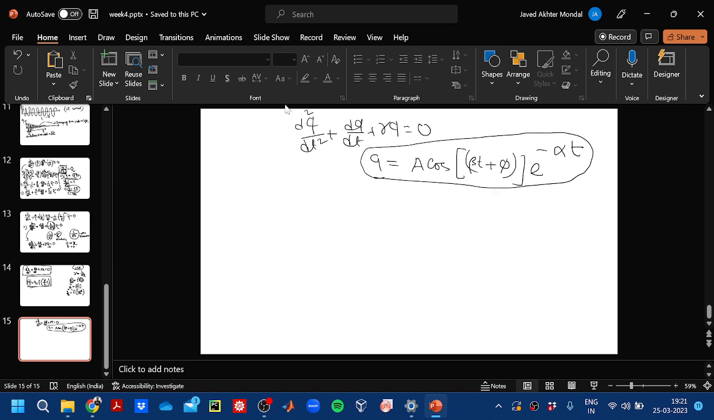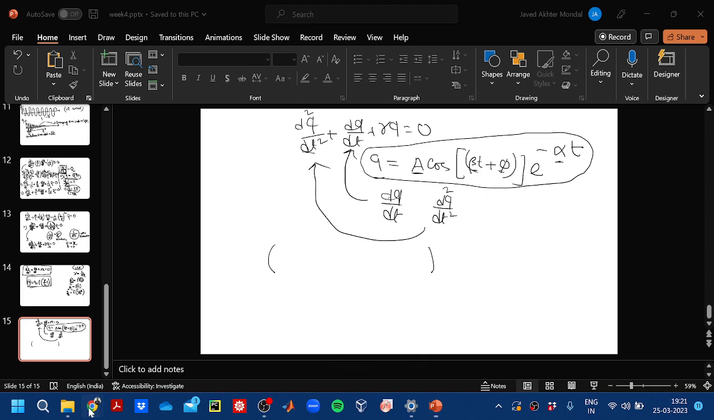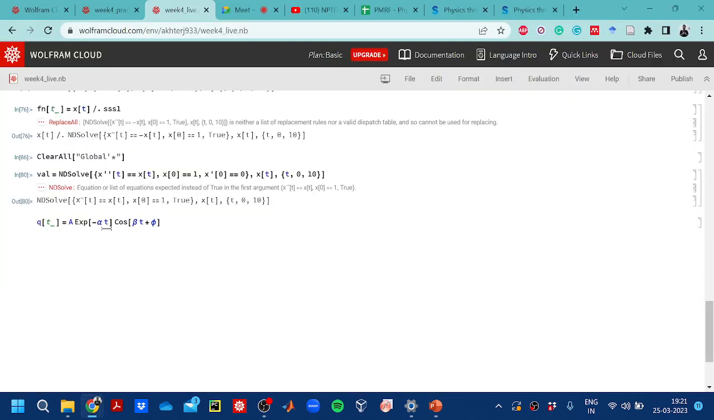So what are the unknowns here? So this a, beta, alpha and phi, they are not known. So how to solve this equation? We can calculate its first order derivative and plug in here. We can calculate its second order derivative and plug in here in the equation, and we will get an equation. So let us do that first. So this is how the functional form of our solution looks like.